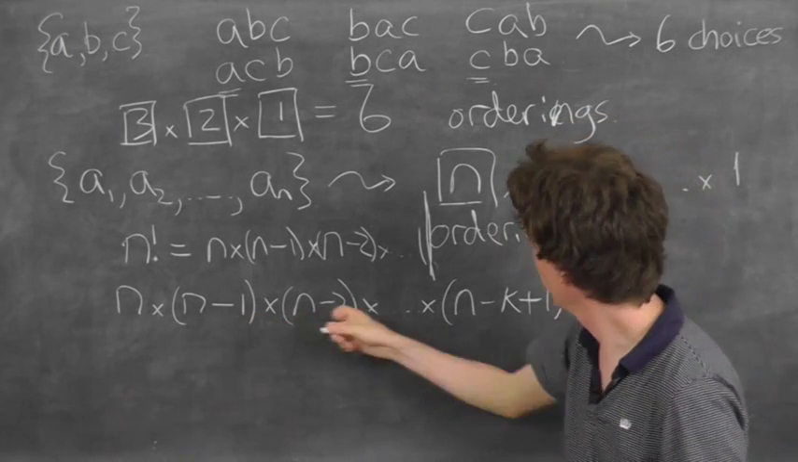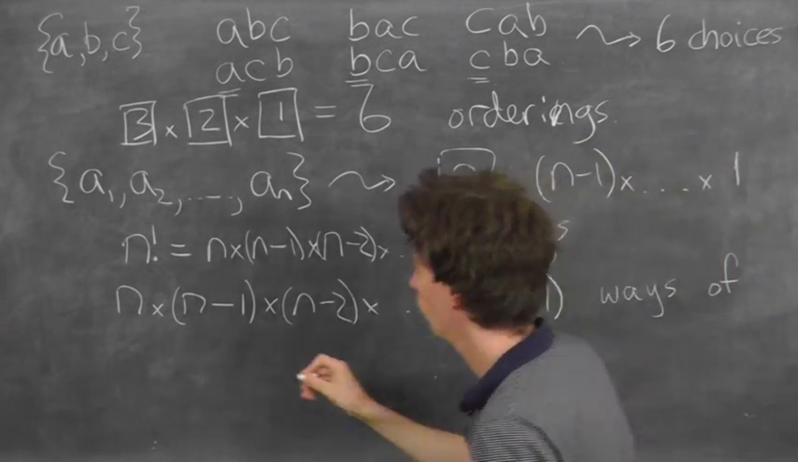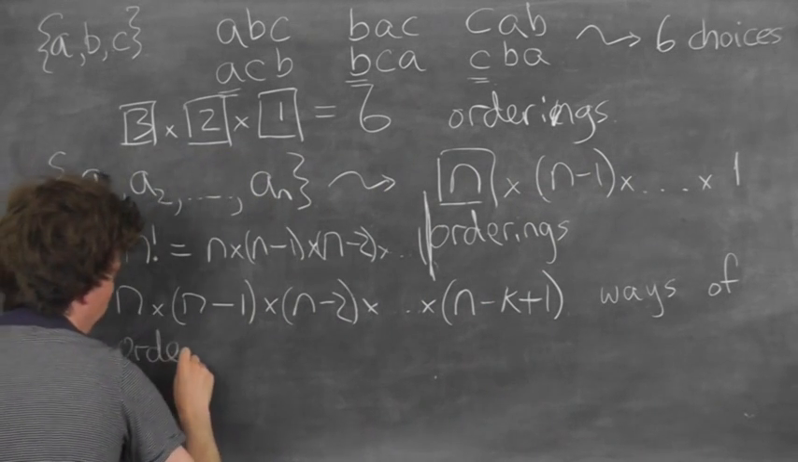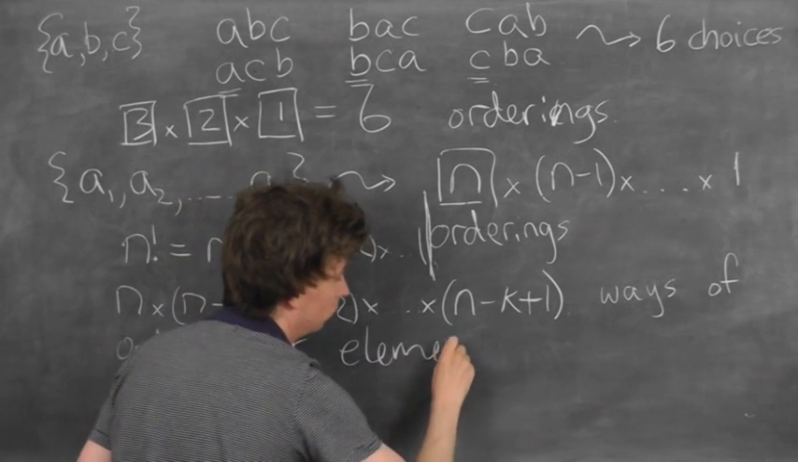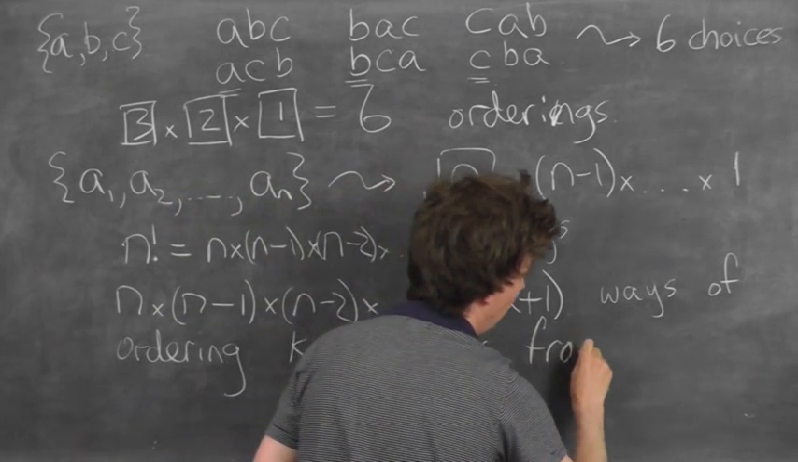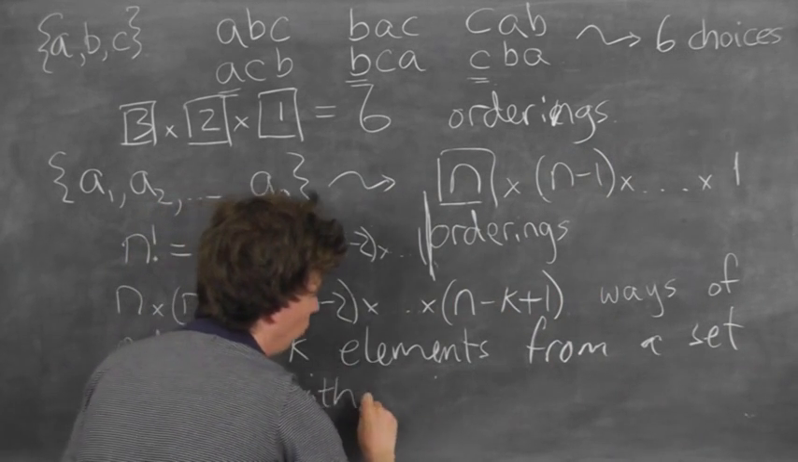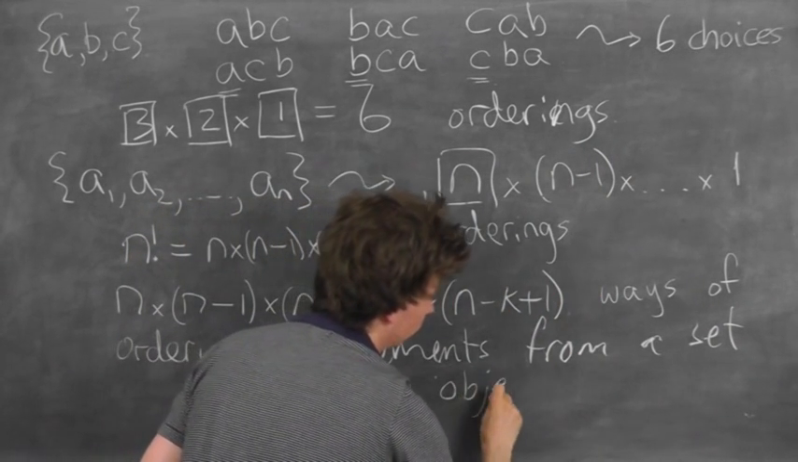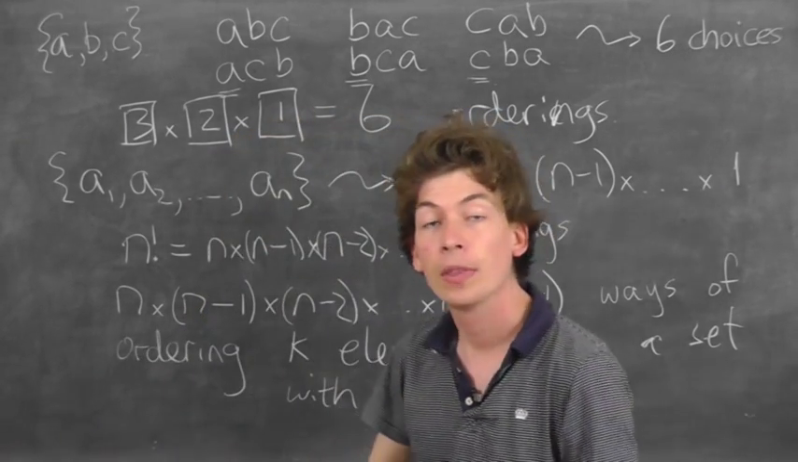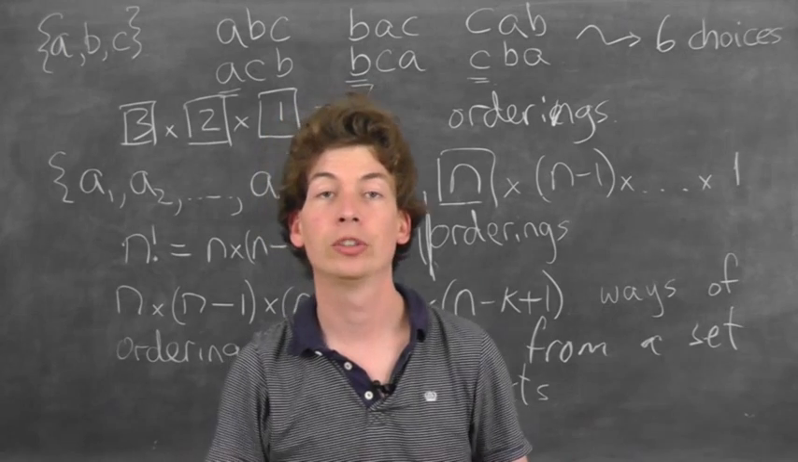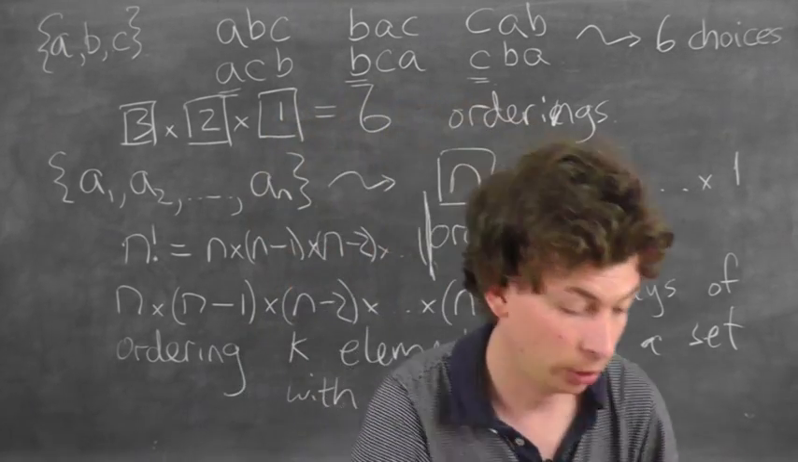Okay? So we've got this number of ways of ordering k elements from a set with n objects. Okay, nice and easy. So this is all about ordered choices. So now we're going to move on and have a think about unordered choices.